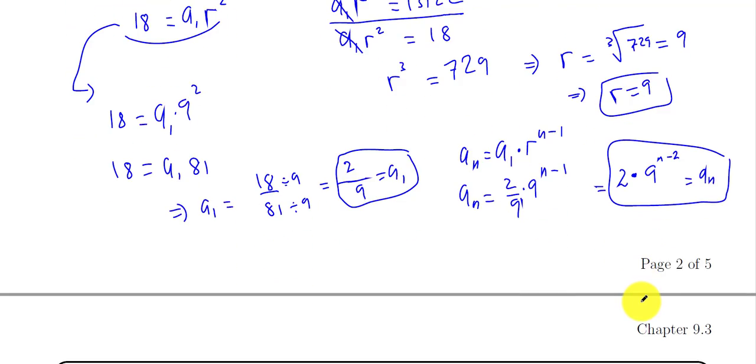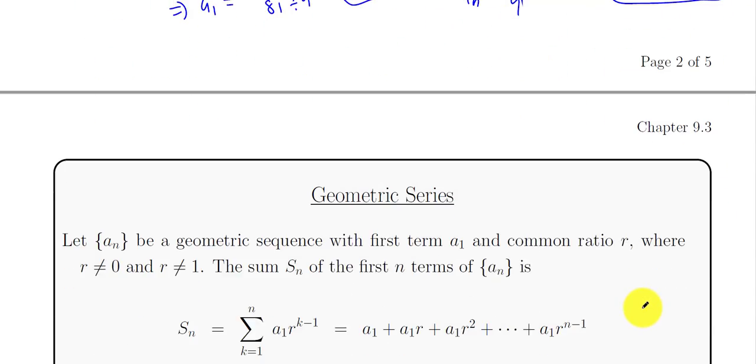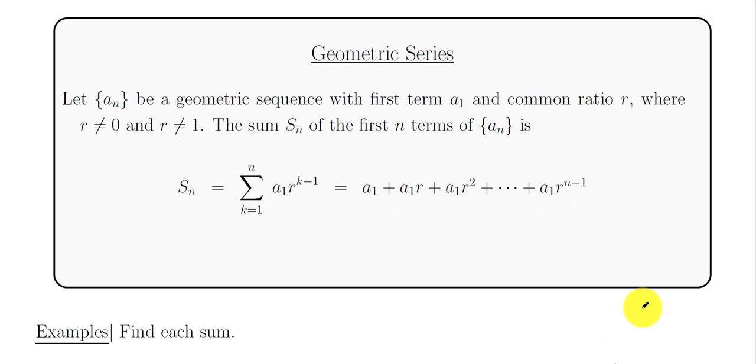Okay, so that is how you find the an formula in general. Now we can also find the sum of the geometric sequence. We call that the geometric series when we sum all the terms together. So let an be a geometric sequence with the first term a1 and the common ratio r, where the ratio is not 0 and also not 1.